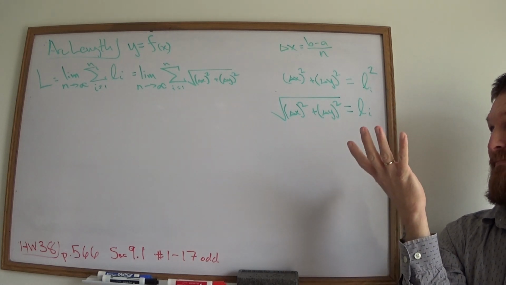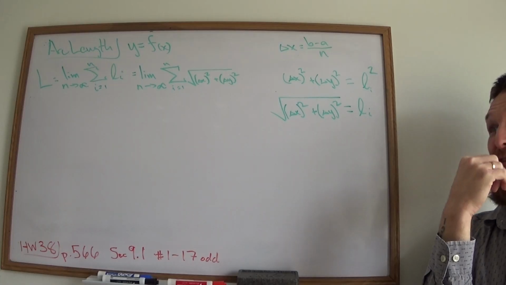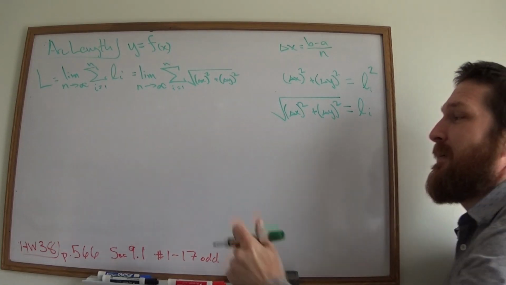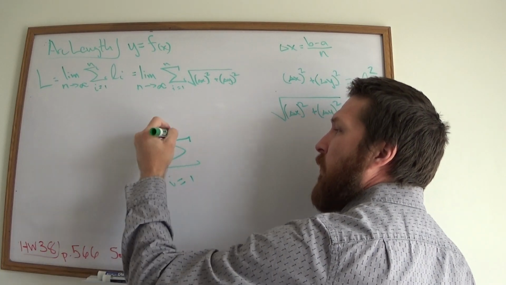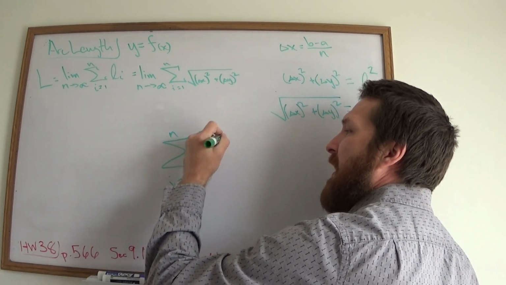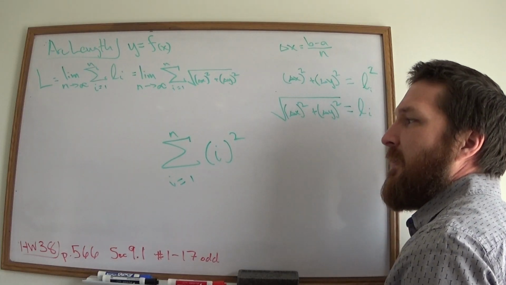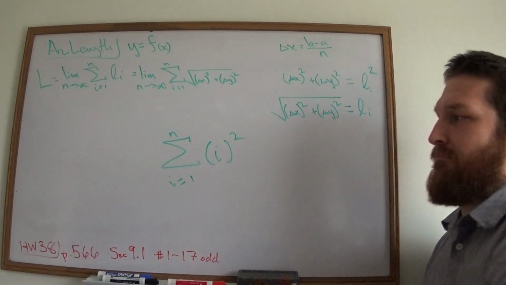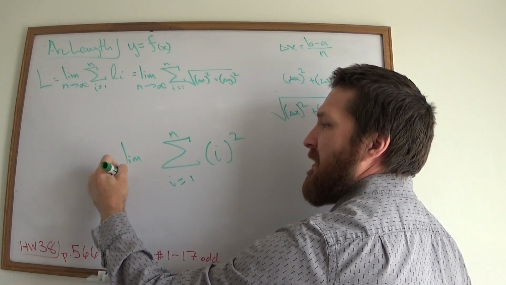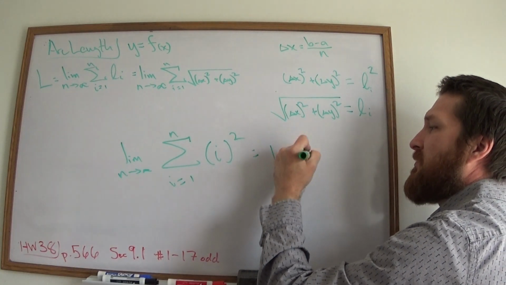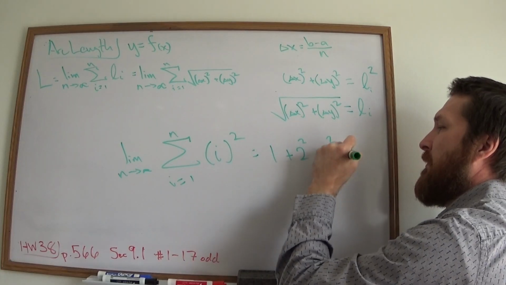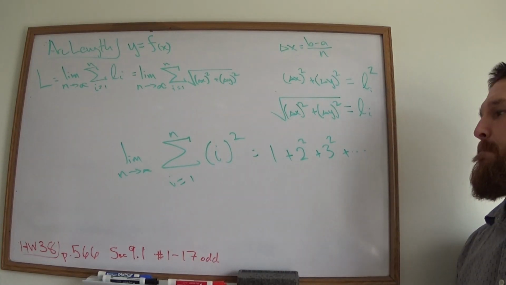It just goes to dx. Not all limits of sums are integrals. Here's a limit of a sum that's not an integral: the sum from i equals 1 up to n of i squared. That thing does not converge. If you took the limit as n goes to infinity, you would have 1 plus 2 squared plus 3 squared plus... It would blow up.